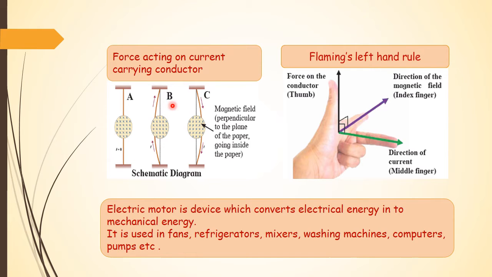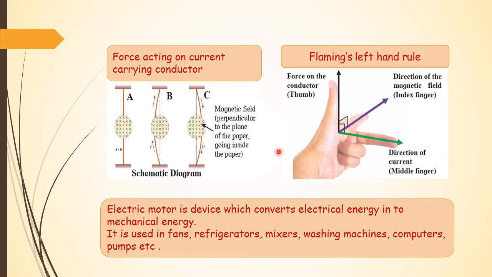But in the figure B, you will find that current is flowing in upward direction. Then due to this magnetic field, this wire moves inward. Whereas in diagram C, you can see, when the current starts moving in downward direction, then due to same inward magnetic field, this wire moves outward.